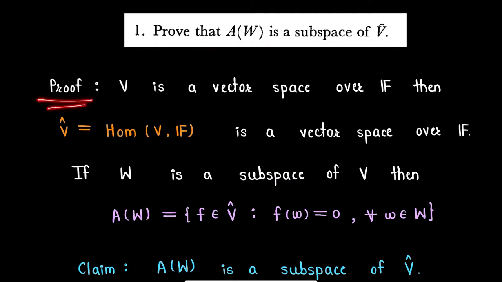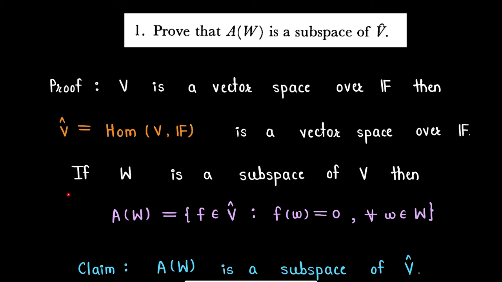So, proof. Here V is a vector space over field F, then V hat is the set of all homomorphisms from vector space V to field F, and this V hat is also a vector space over field F. We call V hat the dual space of V.